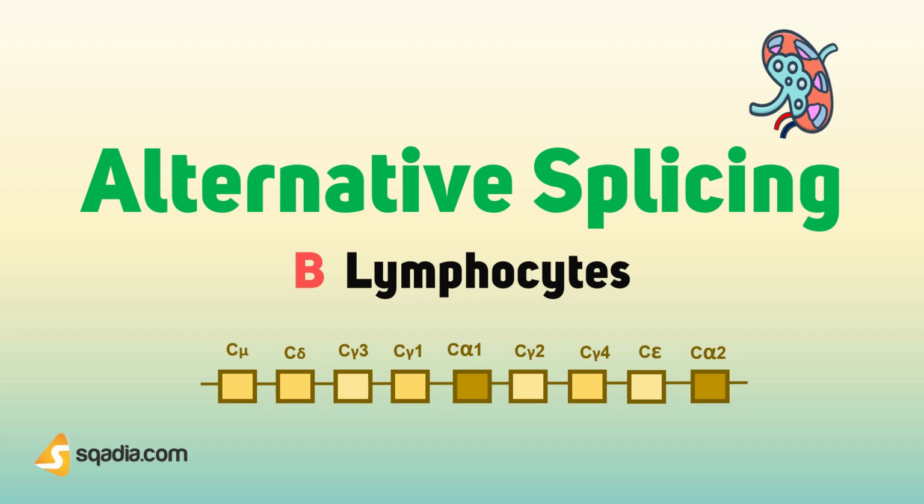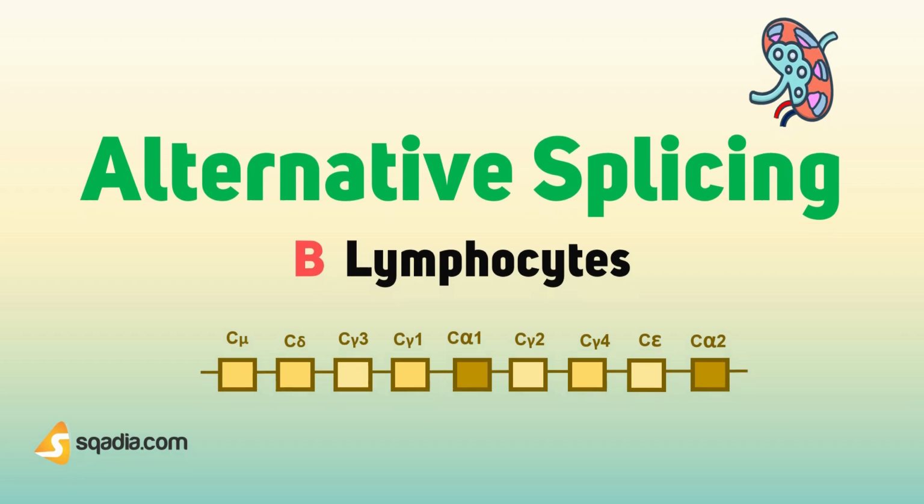In our previous session, we talked about the immunoglobulins. But in this session, we will discuss the concept of alternative splicing. We will also discuss the germinal center reaction and the concept of hypermutation. Firstly, let's understand the concept of alternative splicing.